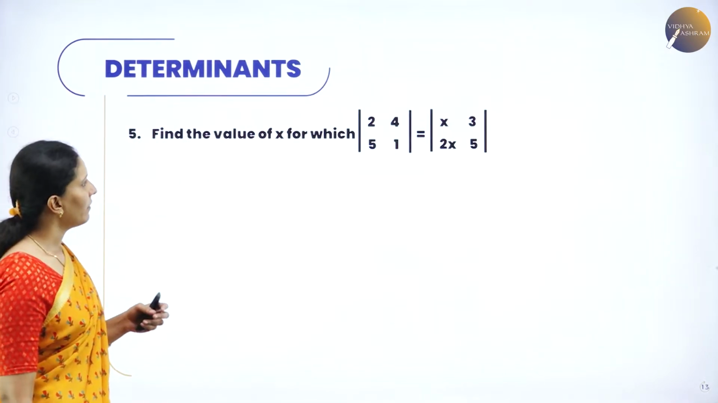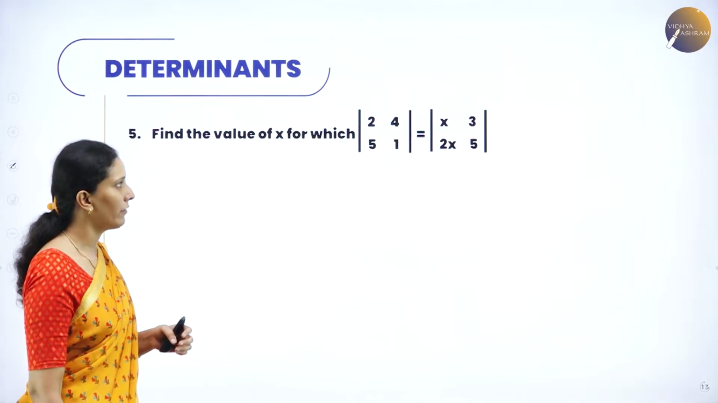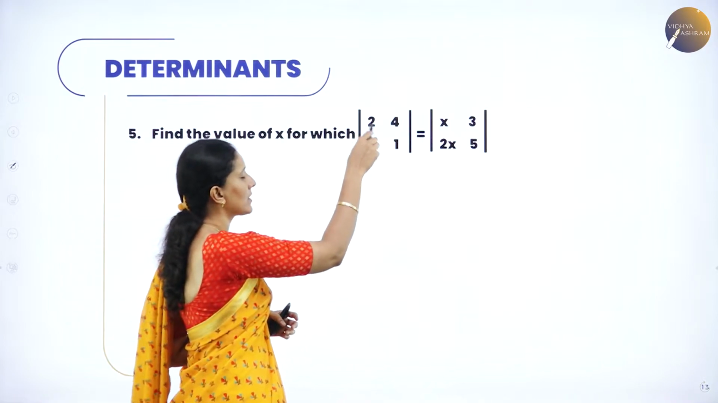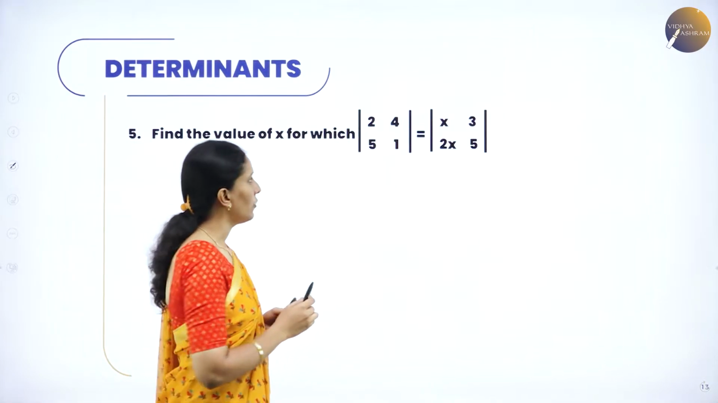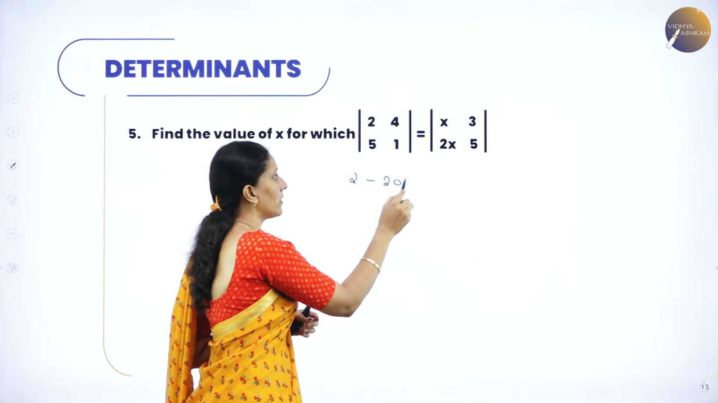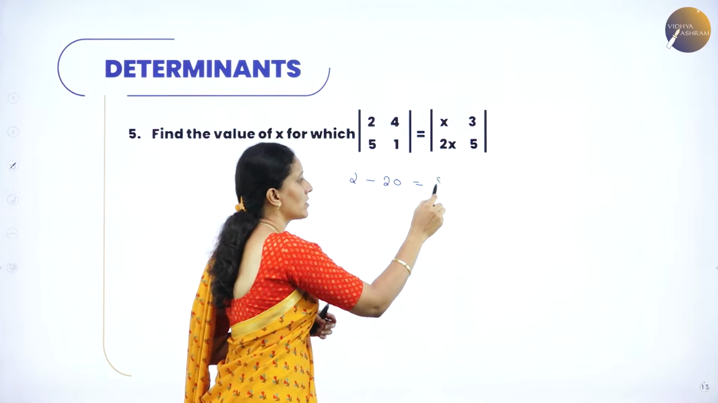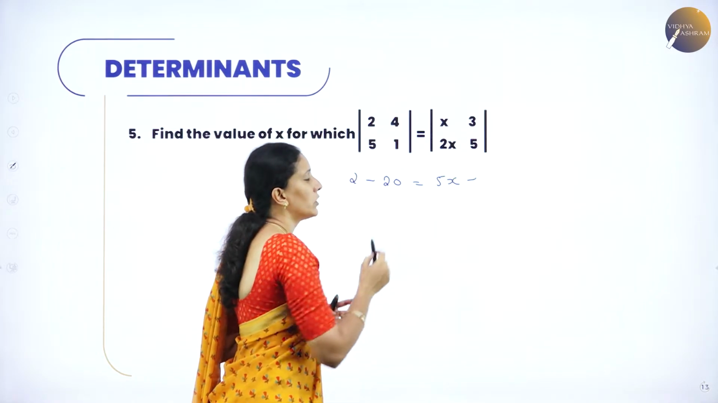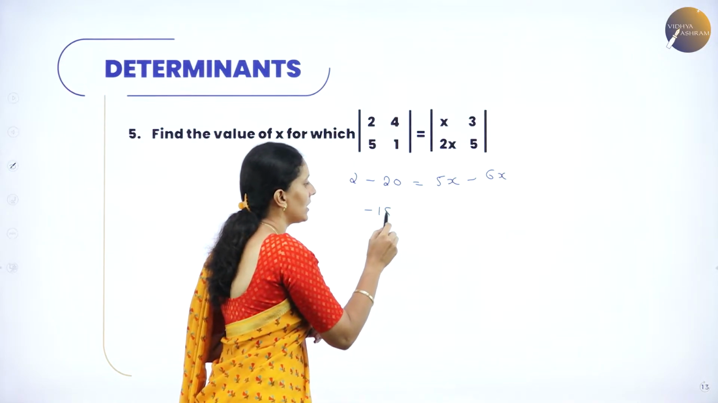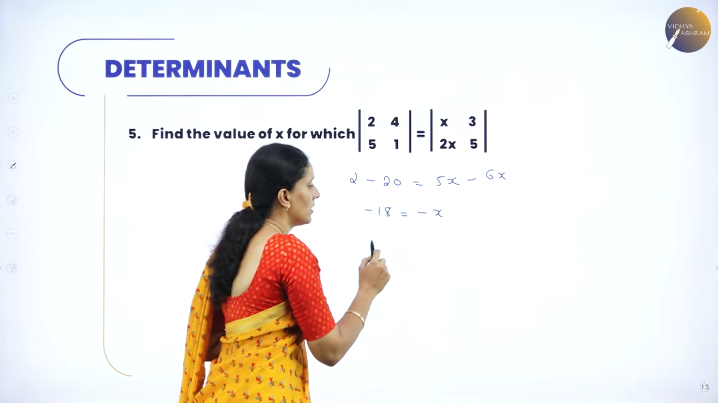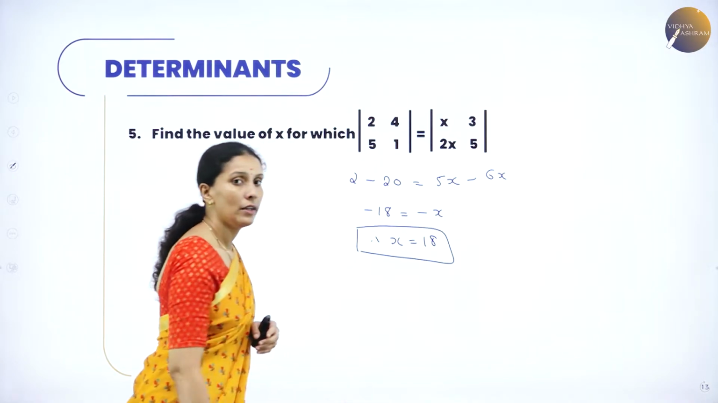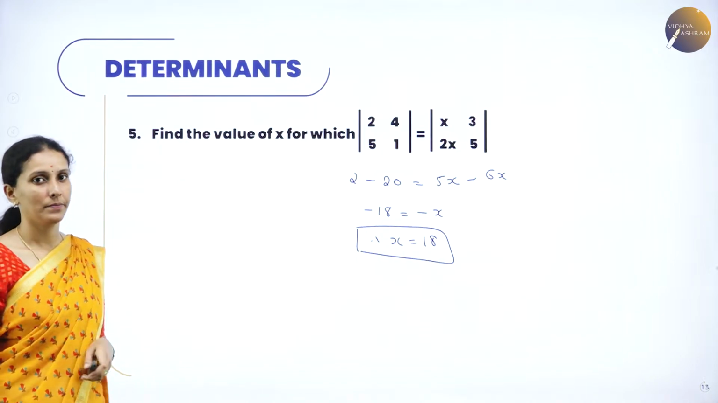Next one, find the value of x for which |2 4; 5 1| is equal to |x 3; 2x 5|. So let us find the determinant value first. 2 into 1, 2, minus 5 fours are 20. Next, x into 5 is 5x minus 2x into 3, which becomes 6x. So here you will get minus 18 is equal to minus x. Therefore, x is equal to 18. So this is the given value of x.